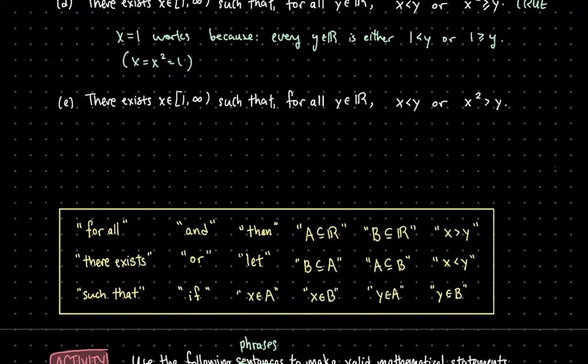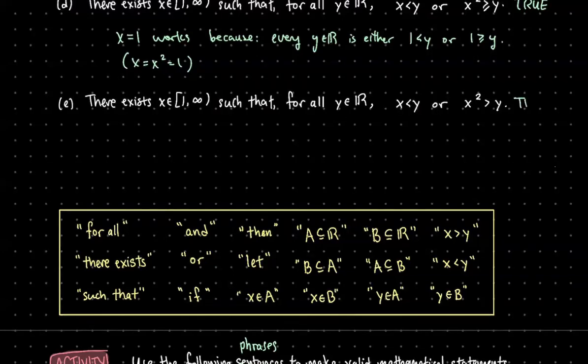Okay, so by the way, this E, now I'm pretty sure it's true. There exists x with this property. Let's take x equals, it doesn't matter almost. Let's take x to be 2, right? Then for all y in R, I need to verify the statement that either 2 is less than y or 4 is greater than y. And this is definitely true, right?